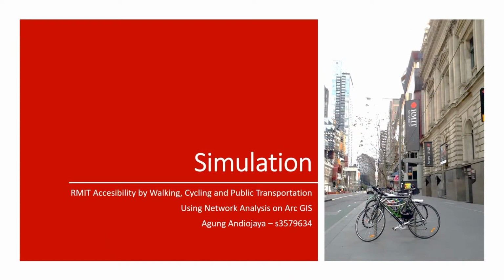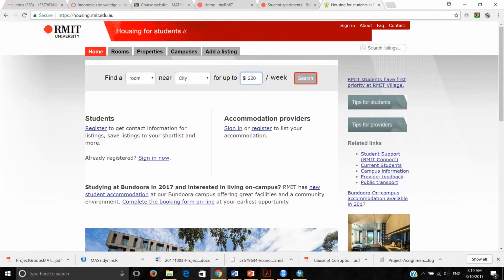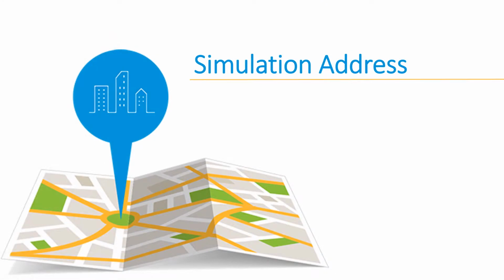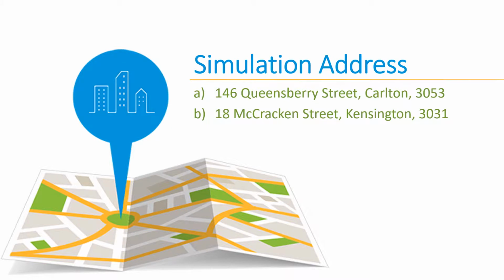Next, I would like to show you a simulation of how this RMIT accessibility map works. Suppose we are new international students who just came, or are going to come in the next few days, to Melbourne. By using housing websites such as this RMIT student housing website, we start to find accommodation. Then, randomly, we are interested in two addresses. First, 146 Queensberry Street, Carlton, and second, 18 McCracken Street, Kensington.